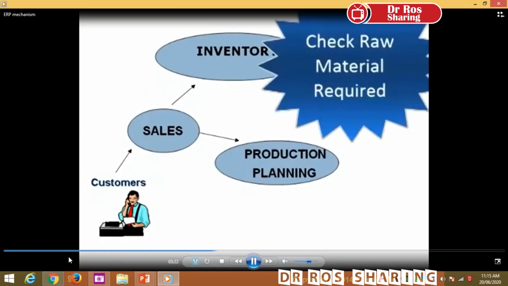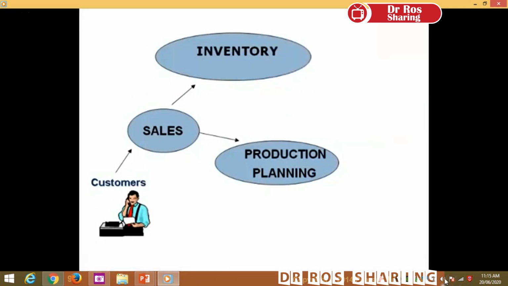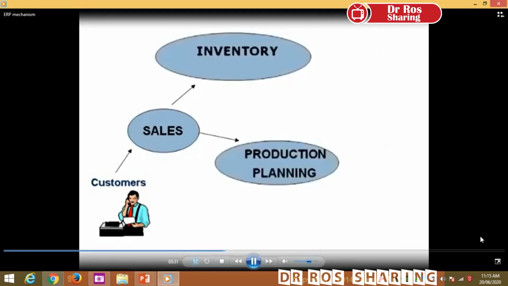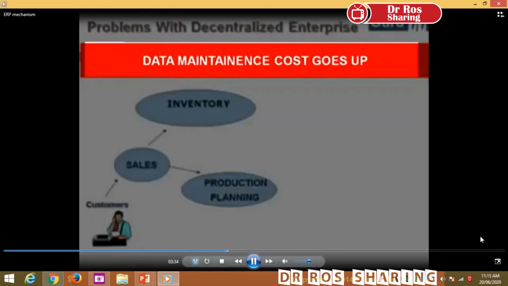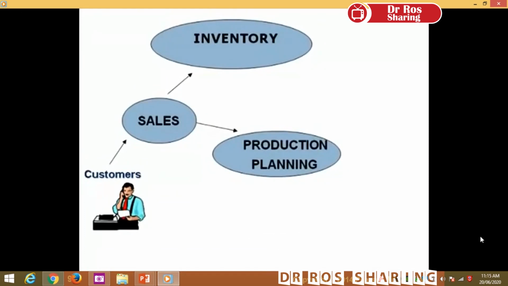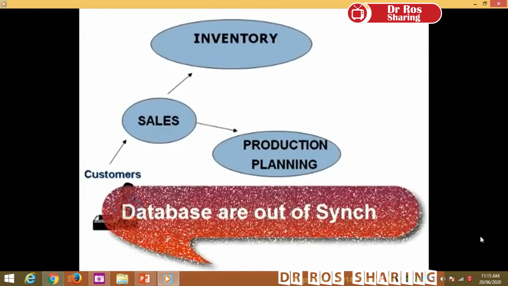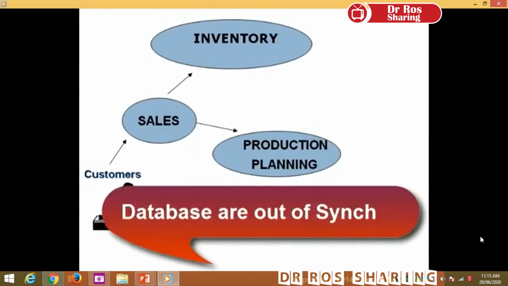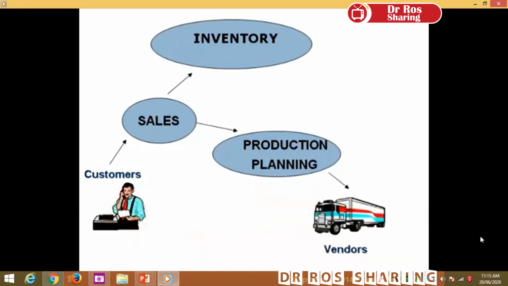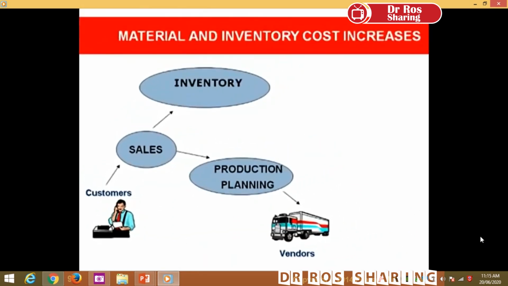The production planning team checks the availability of the raw materials required. Raw material information is separately stored by production planning as well as the inventory department. Thus, data maintenance cost goes up. A particular raw material required to manufacture the product is available in the inventory, but according to the database of the production planning team, the raw material is out of stock. So they go ahead and buy the raw material. Thus, material as well as inventory costs go up.